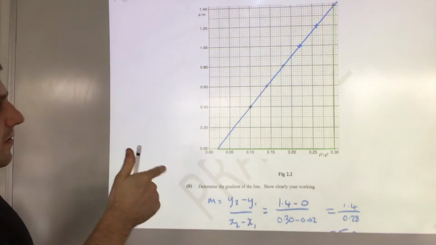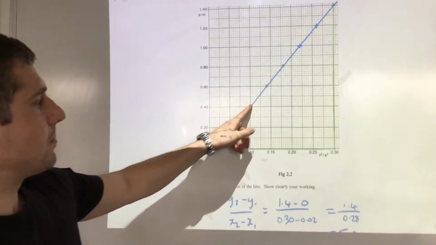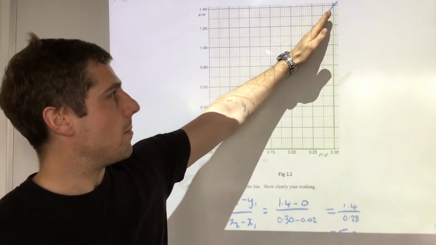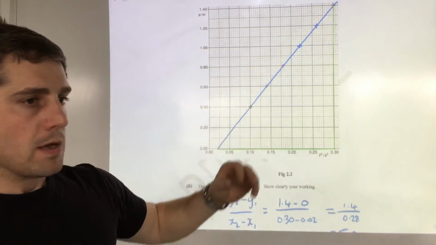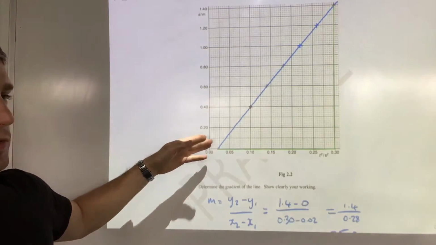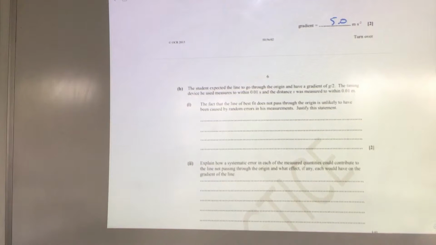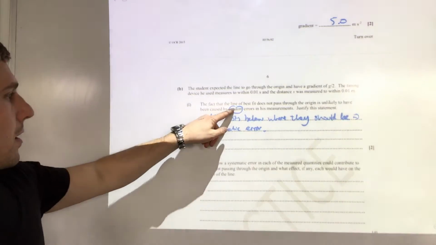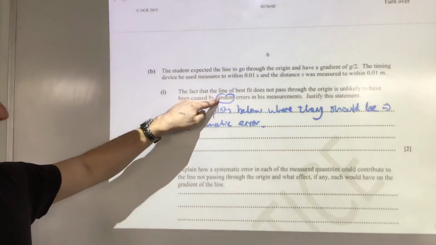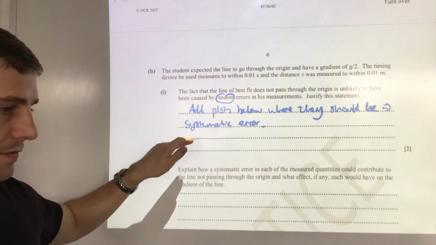First thing we're going to do here is that if you can see these points, they're all lining up nicely, and yet the line doesn't go through the origin. All the points are below where they should be if they were to go through the origin. So because the same error is in all of the points in the same direction, that indicates that that's a systematic error. So that's the first thing we're going to say here. All plots are below where they should be, therefore there is a systematic error. That's different to random errors. You have systematic errors and random errors, so if they're not likely to be random errors, then we're looking for evidence that they are systematic errors. So that's the first bit of evidence.